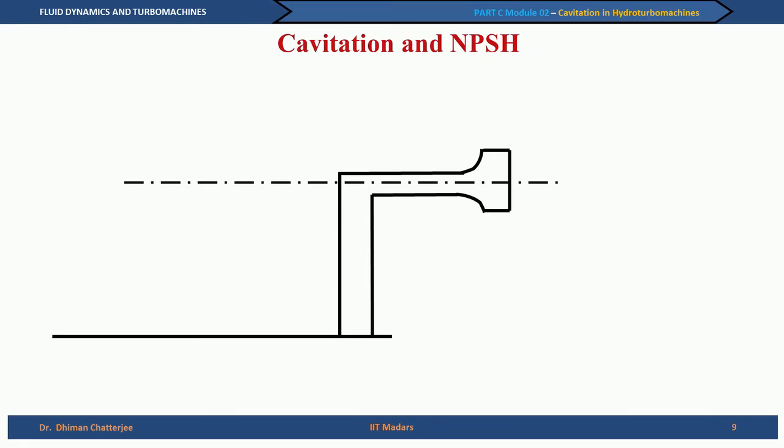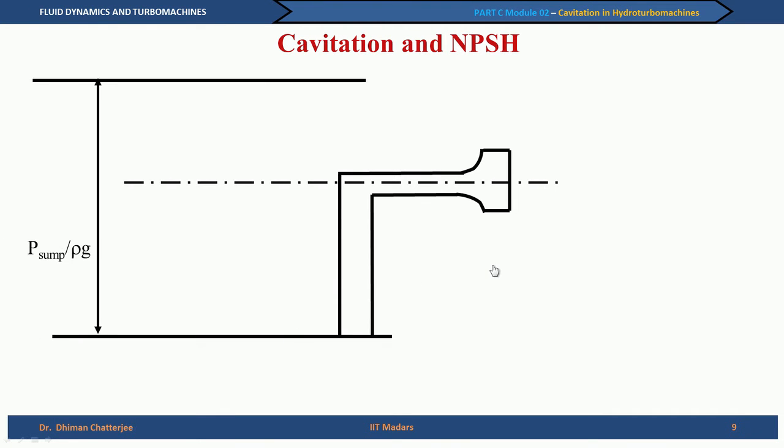So, we say that we have a pump impeller. This is my schematic of a pump impeller, which is placed at an elevation above the sump. This bottom line is the sump. The sump pressure is P sump, and we can say that the head corresponding to this pressure is P sump by rho g. We can say that H l is the static lift of the pump, or the elevation of the pump center line from the sump level.